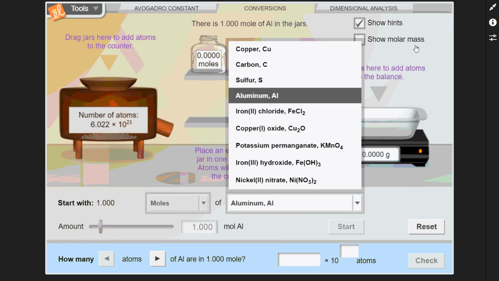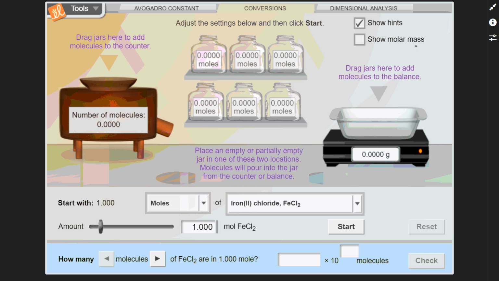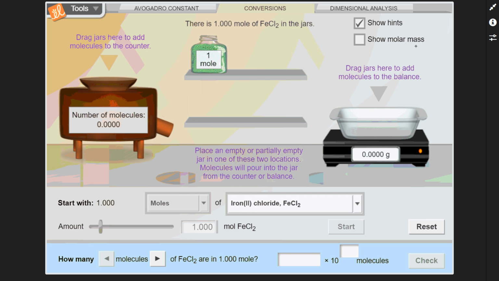Now there is something peculiar here. Let's look at iron chloride. So iron 2 chloride here, if I add 1 mole of it, I put it in here, we should have 6.02 times 10 to the 23. But look, what are we counting? We're not counting molecules. This is a problem with the app. We're actually counting formula units, so make sure you're aware of that. Okay, there's a big error in this app. So we're counting the number of formula units. So here we've got 6.02 times 10 to the 23 formula units of this iron chloride.